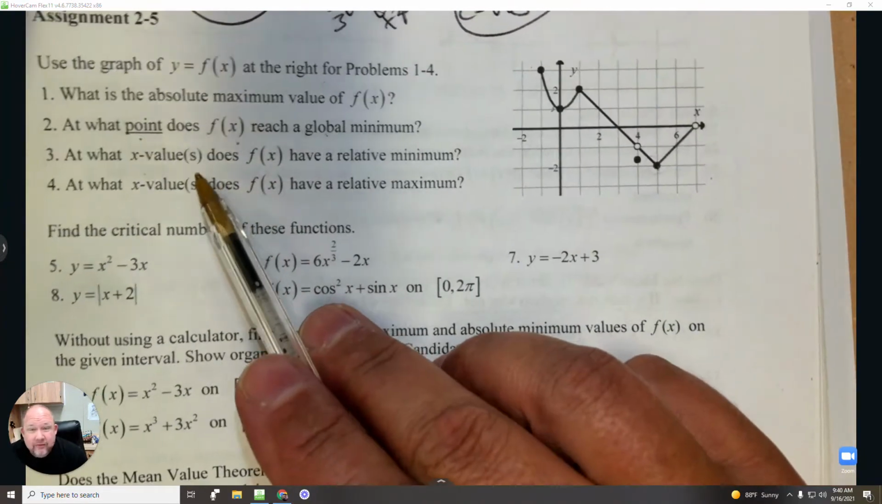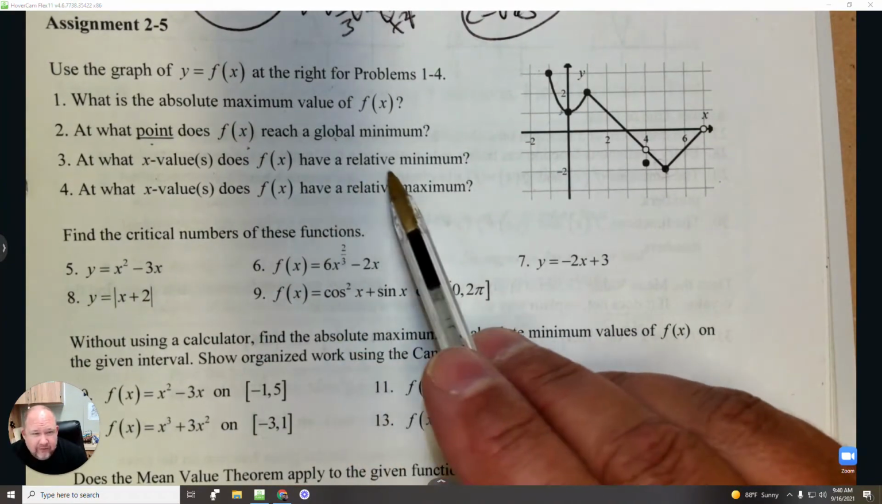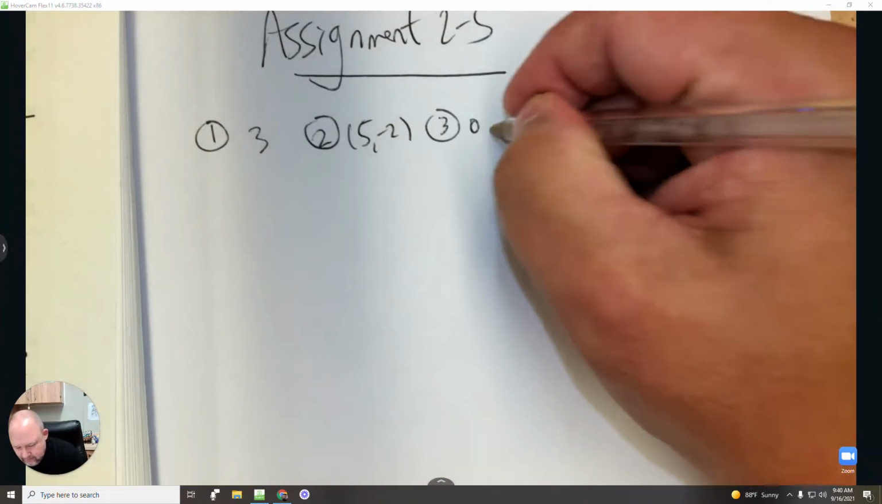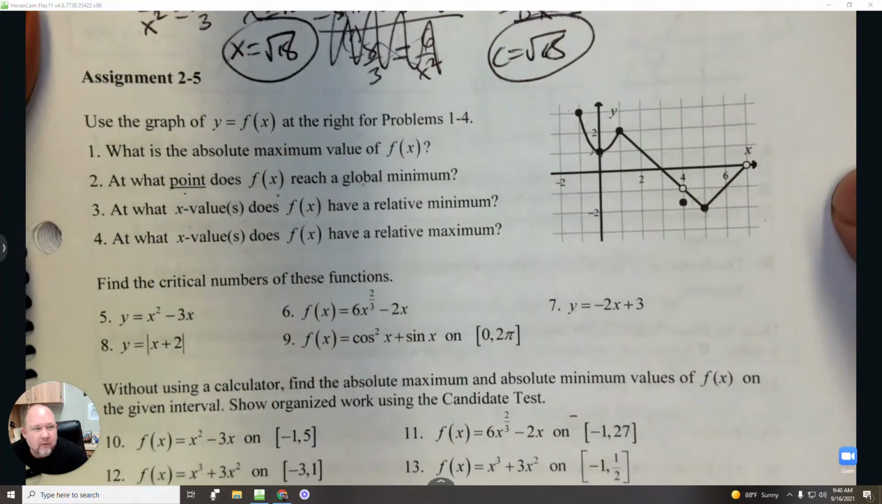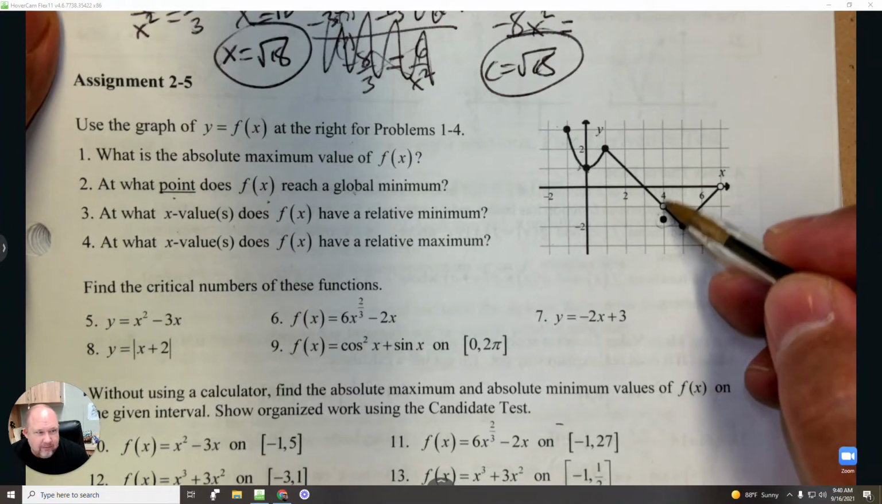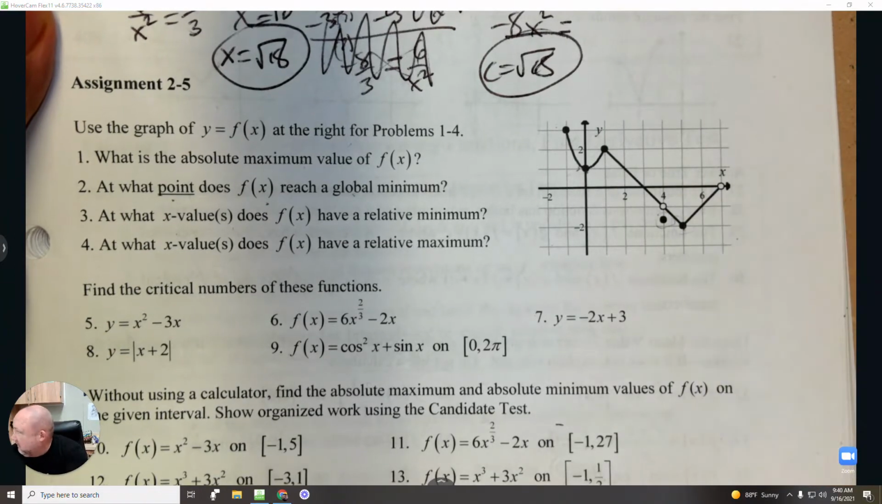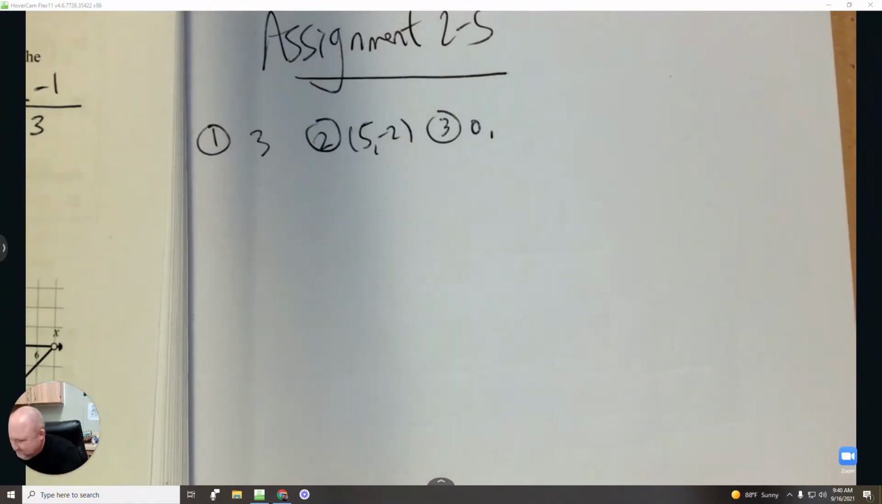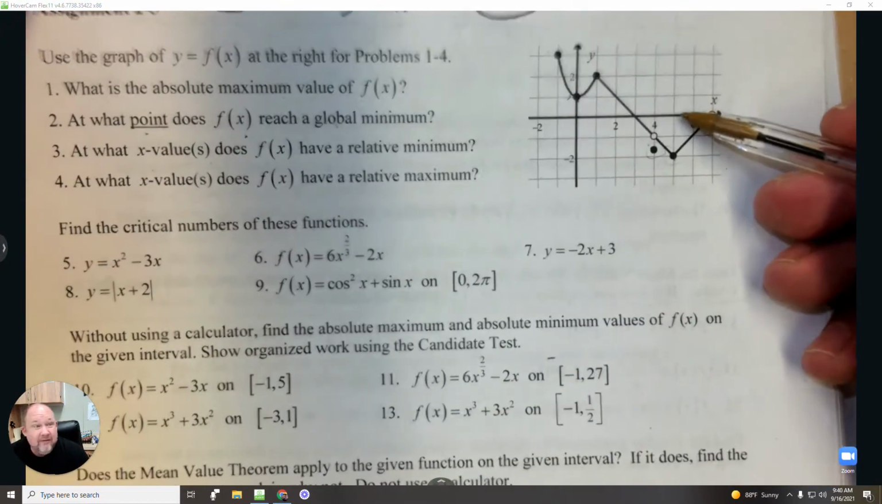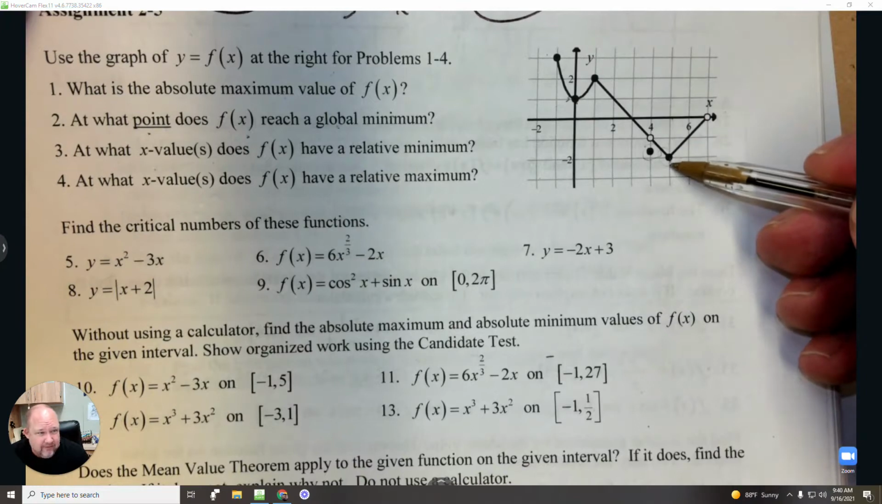At what x value do you have a relative minimum? So at 0, there's a relative minimum. Where else do you have a minimum? Here, we have a relative minimum at the x value being 4. And we have another minimum for the x value being 5.